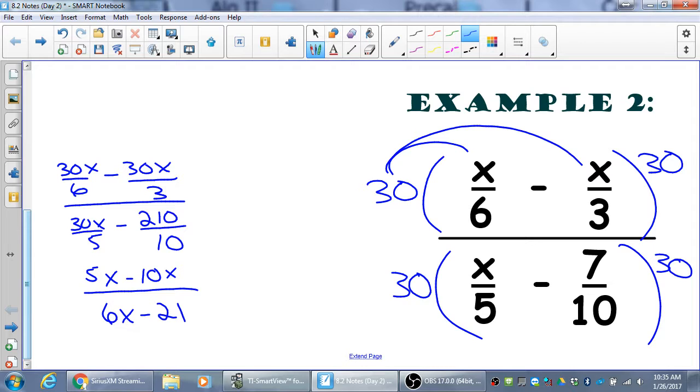No more complex fraction. Now we just deal with whatever's left over. This becomes negative 5x over 6x minus 21. Right? Do those x's cancel? No. It's part of addition or subtraction. So that's what we're looking for right there. Any questions on that one? Go ahead.